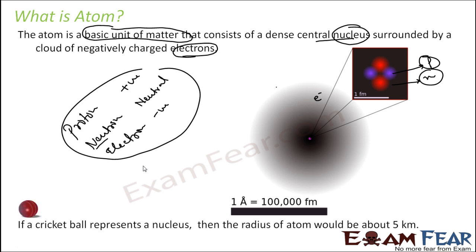Okay. So if you assume a cricket ball represents the nucleus, if this is the nucleus and this is a cricket ball, then this whole length is almost 5 km. This is just to give you an idea of how small the nucleus is. This is a cricket ball, and this length is almost 5 km. So that is the range we are talking about.